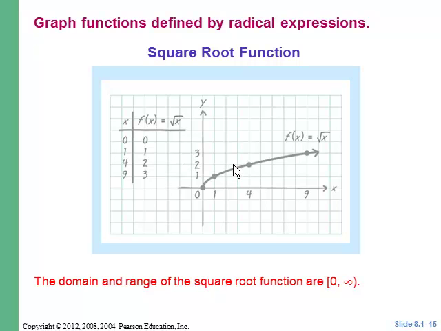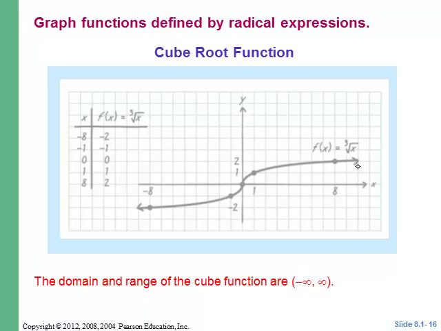Now, sometimes we can graph functions. For a square root function, notice it starts at 0 and goes up, and it just goes from 0 to positive infinity. For a cube root function, it goes from negative infinity to positive infinity through 0.